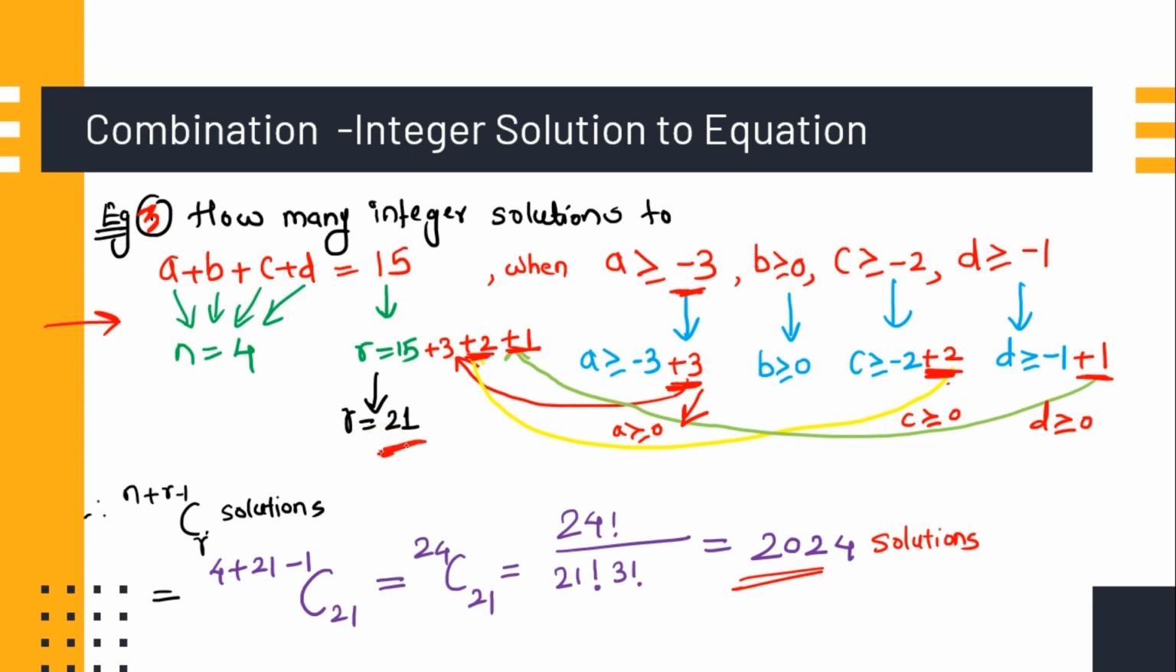Now you just have to take these new values of n and r to find the total number of integer solutions for this equation. So n plus r minus 1 c r solutions are there. We will just calculate, that is 4 plus 21 minus 1 c 21, which is equal to 24 c 21. We will calculate this, we will get the final solution, that is 2024 solutions are there for this equation.